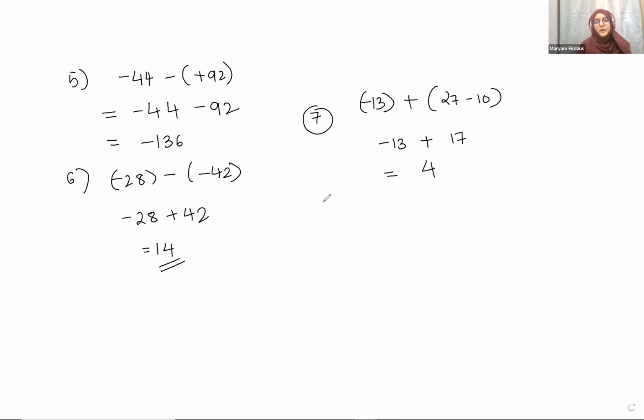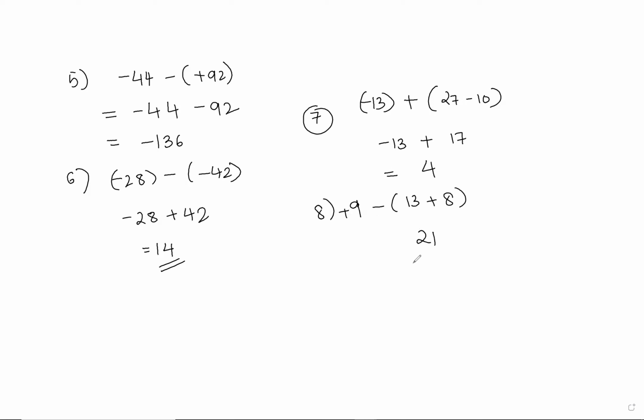All right. Now, what about question number 8, which is 9 minus 13 plus 8. Yeah. First, we will add 13 and 8. That is going to be 21. So, then we have to subtract positive 9 minus 21. Then we have to subtract 21 and 9. Then what does the answer become? Negative 12. Very good.